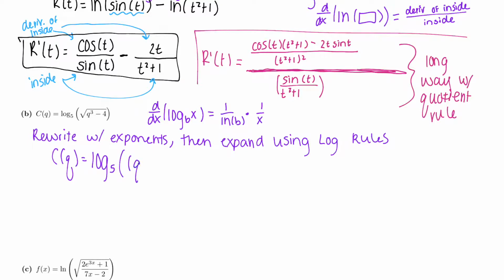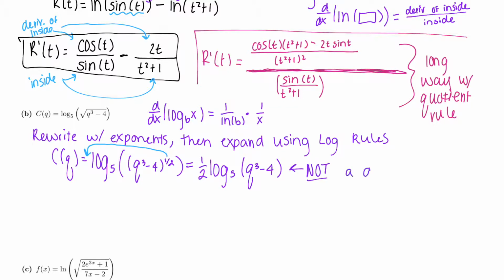So I'm going to rewrite this guy as q cubed minus 4 raised to the 1/2 power. And then I have that log rule that says, hey, you can take this exponent down in front. And this is not a derivative. This is not power rule. This is a log rule. I have not taken a derivative yet. This is just a log rule that feels like a derivative, feels like power rule.